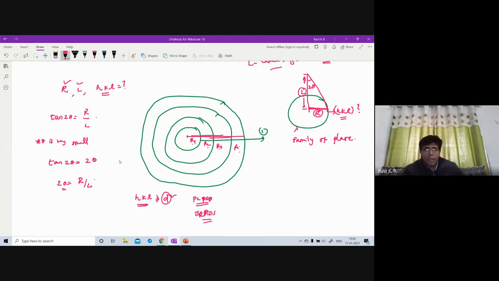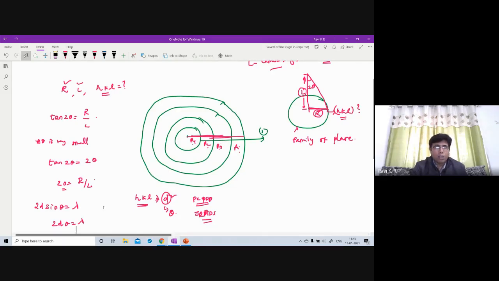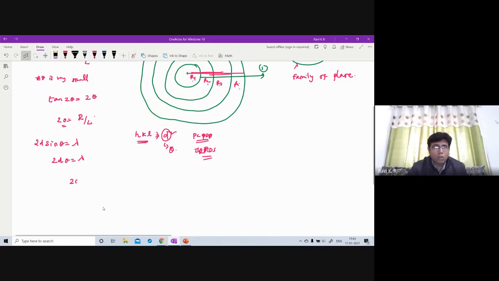So now, what is the relationship between D and theta? This is the condition for diffraction, where you have a connection between theta and D. What is that equation? 2D sin theta is equal to lambda. Again, theta is very small, so you can write 2D theta is equal to lambda. So 2 theta is equal to lambda by D.